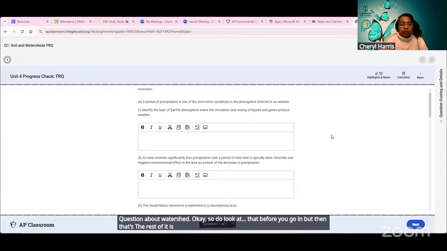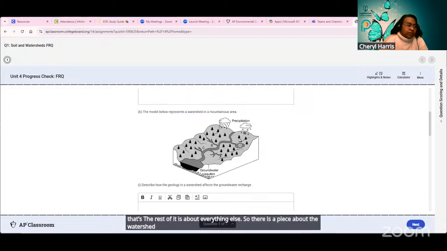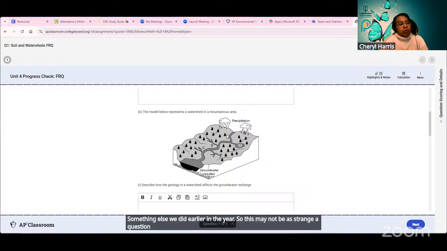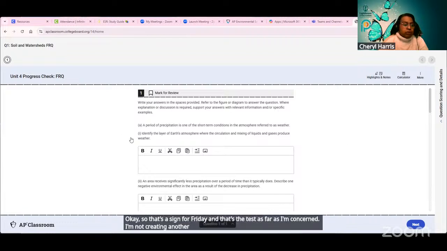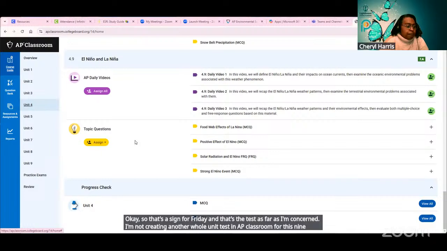is about everything else. So there is a piece about the watershed, but I think we've covered this as far as soils and something else we did earlier in the year. So this may not be as strange a question as you think, but do look at the watershed unit just to give you an idea of how to answer that question. Okay, so that's assigned for Friday, and that's the test as far as I'm concerned. I'm not creating another whole unit test in AP Classroom for this 9 weeks. Okay, all right.